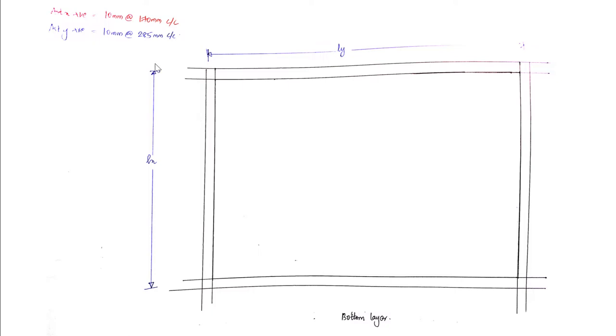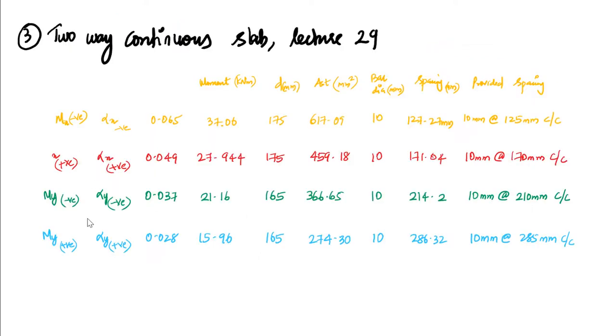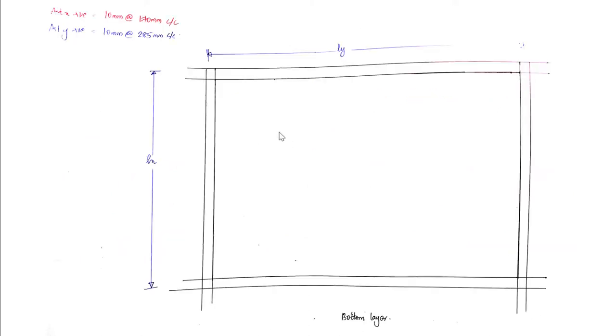Bottom layer plan means I will be providing the ASTX positive and ASTY positive, that is the positive reinforcement will be provided at the bottom, that is 10 mm at 170 mm center to center and 10 mm at 285 mm center to center. So I will be providing 10 mm at 170 mm center to center and 10 mm at 285 mm center to center at the bottom.